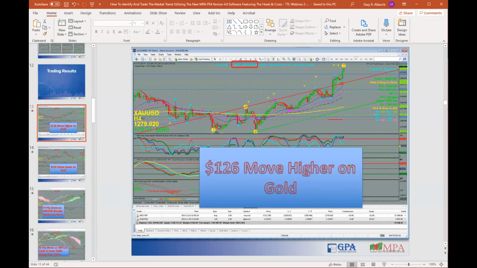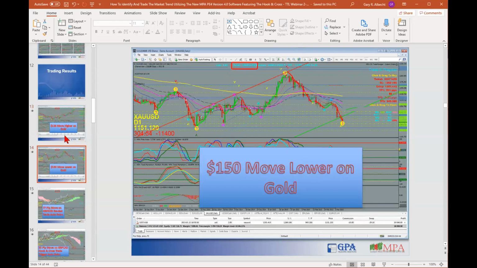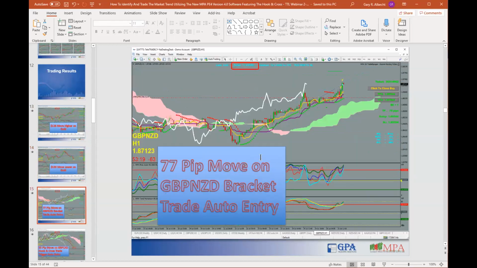Trading results. This was gold, where we got a hook and cross pattern. Gold moved up $126. We traded both directions. Here's another example. We got extreme extension where it hooked and crossed, so we knew we were going to get days and days, even weeks down for the gold to move lower. Example where we not only use the trade management system, but it moves $150 lower on gold.